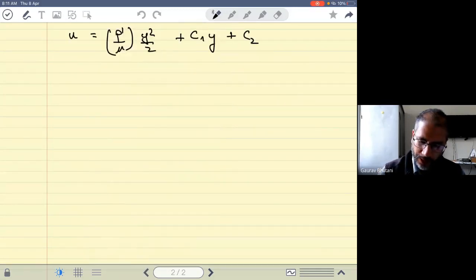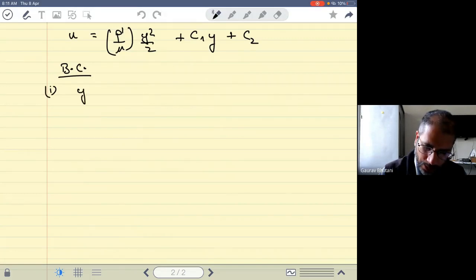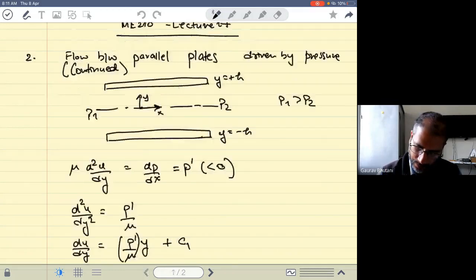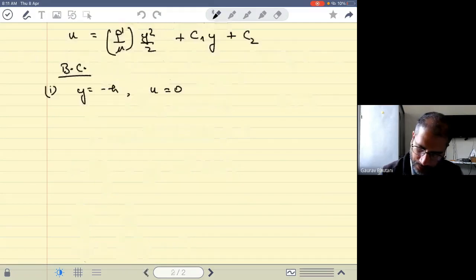Now we have two constants of integration, c1 and c2, so we can apply the boundary conditions. The first one is at y equal to minus h, u is equal to 0. That's applying the no slip condition at the bottom plate. So let's do that.